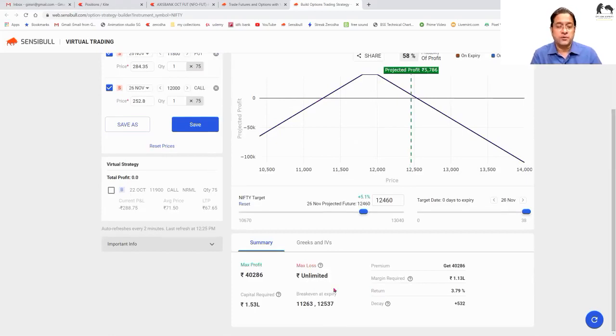That is where your loss is also defined. Your maximum loss is defined, but it takes an additional little premium. You'll be shelling out some of the premium which you have received. This is exactly what a short strangle is about.